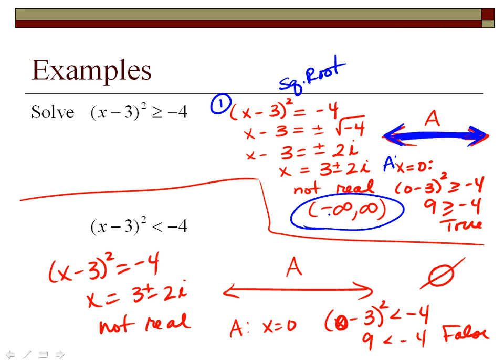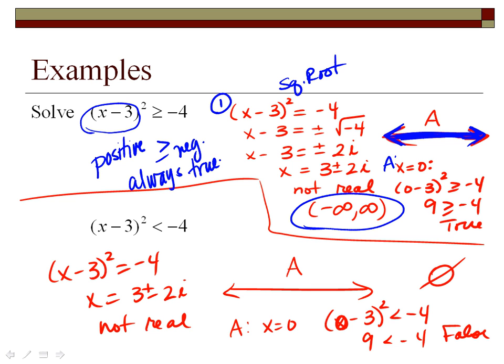Maybe you can make sense of that from the original problem. When you square anything, what are you going to get? Yeah, something that's positive. And a positive number is always greater than or equal to a negative number, right? That's always true. So no matter what value you use for x, you're going to get a true statement there, which is why we get all solutions.